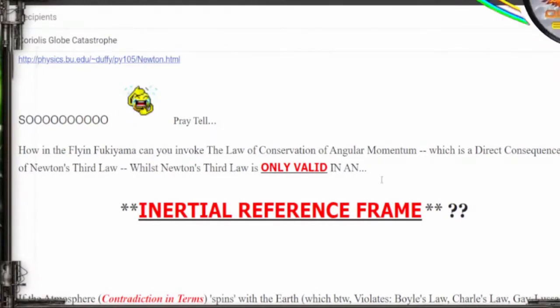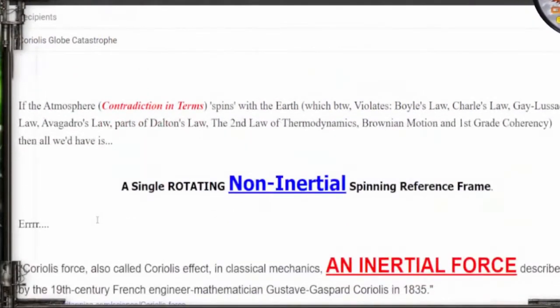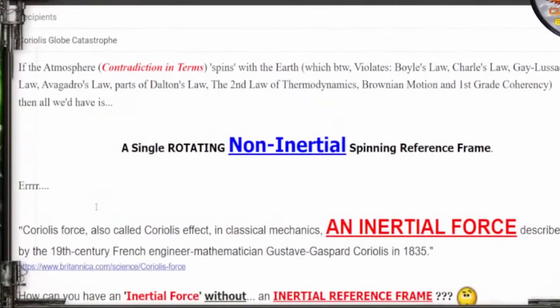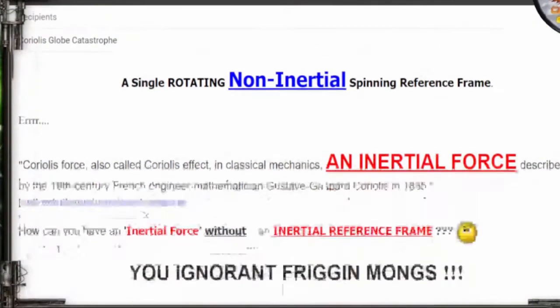If the penny hasn't dropped yet, it's going to drop right now. If the atmosphere, which is a contradiction in terms, spins with the Earth, which, by the way, violates Boyle's law, Charles' law, Gay-Lussac's law, Avogadro's law, parts of Dalton's law, the second law of thermodynamics, Brownian motion, and first-grade coherency, then all we'd have is a single rotating, non-inertial spinning reference frame, folks. We got a big problem.